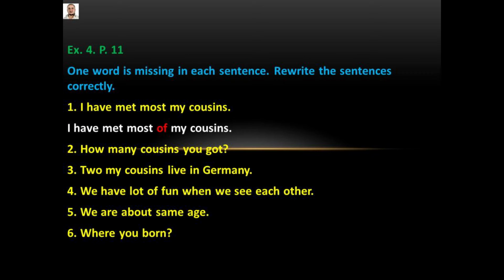We move to exercise 4, page 11. One word is missing in each sentence. Rewrite the sentences correctly. Number 1, which is given as an example, I've met most my cousins. I've met most of is missing here. My cousins. 2, how many cousins you got? 3, two of my cousins live in Germany. 4, we have lot of fun when we see each other. 5, we are about same age. 6, where you born? This is a question.